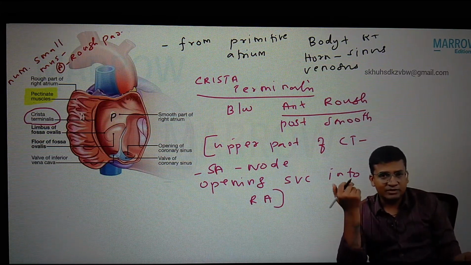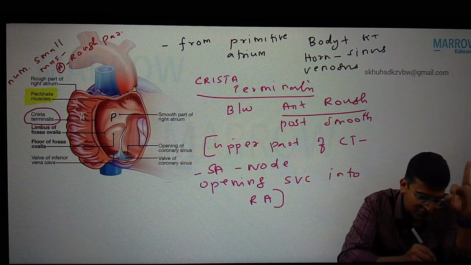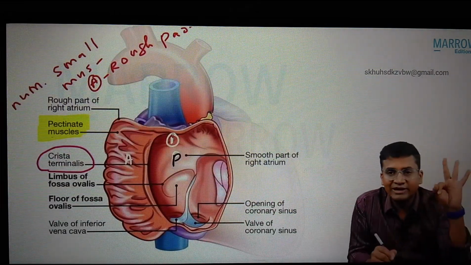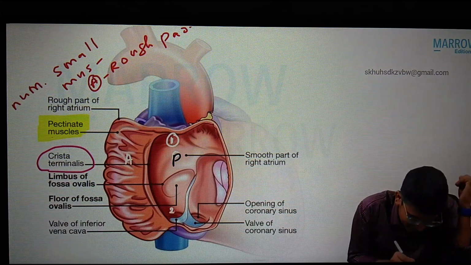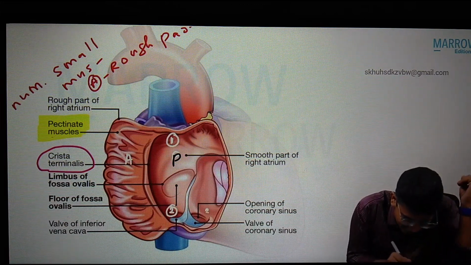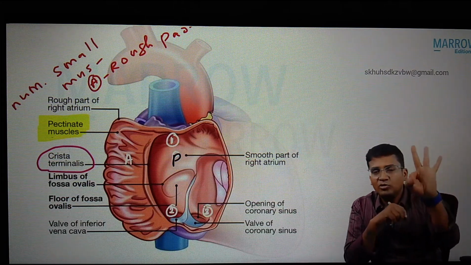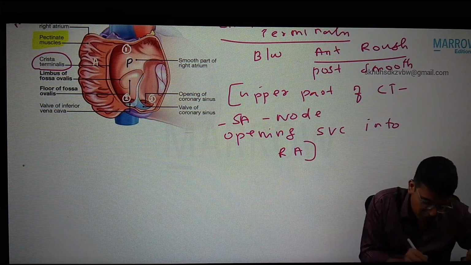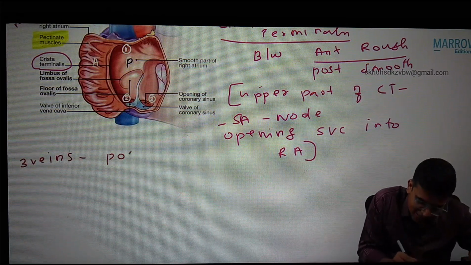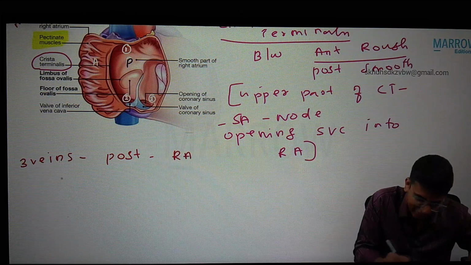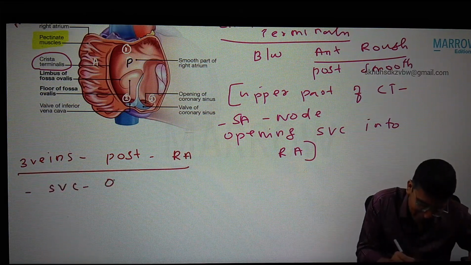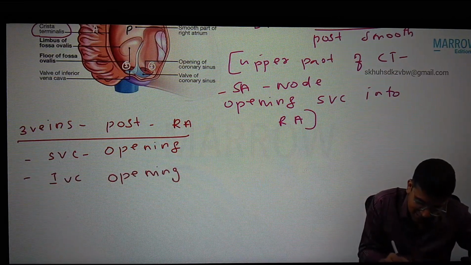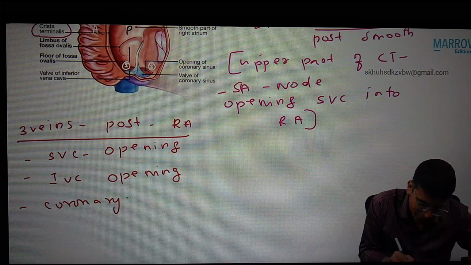Now posterior smooth part receives three veins. What are those? In the posterior smooth part, we see the opening of superior vena cava, opening of inferior vena cava, and opening of coronary sinus. So three veins open into the posterior smooth part. So please write three veins which open in the posterior smooth part of right atrium. What are those? Superior vena cava opening and inferior vena cava opening and coronary sinus opening.